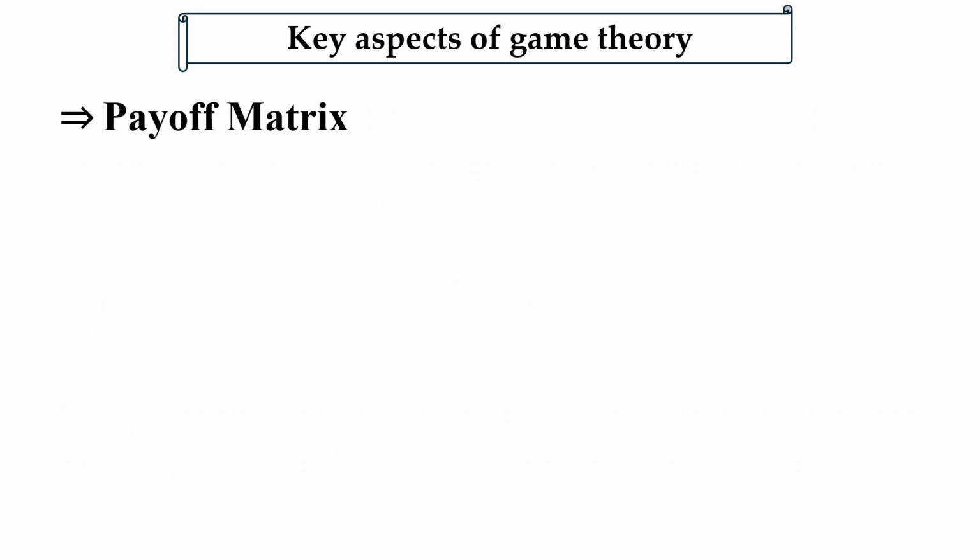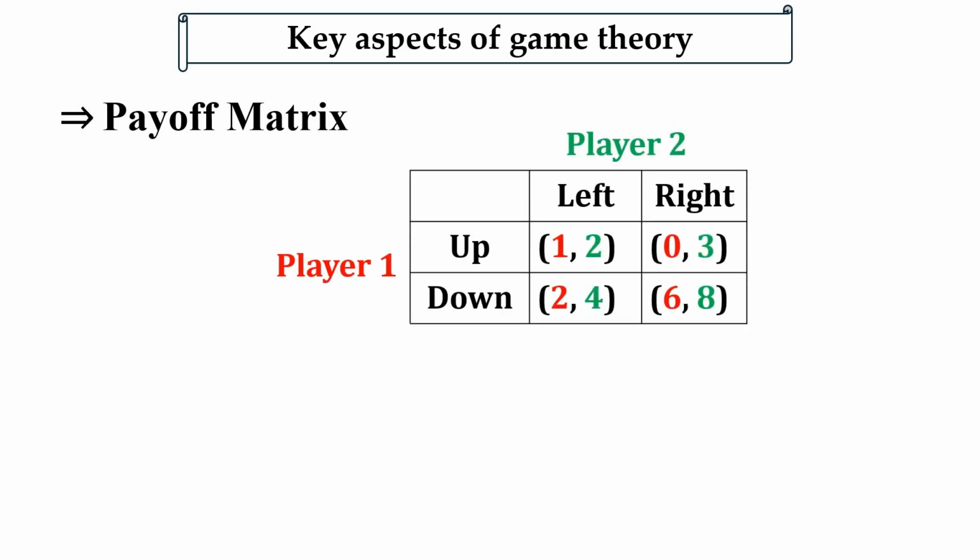Payoff matrix: when there are two players and a finite number of strategies for each player, we can draw the normal form of the game with a payoff matrix. The payoffs for player 1 are listed first in red color, and the payoffs for player 2 are listed second in green color. The strategies are, for player 1, S1 is equal to up and down, and for player 2, S2 is equal to left and right.